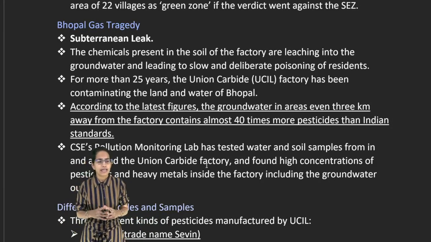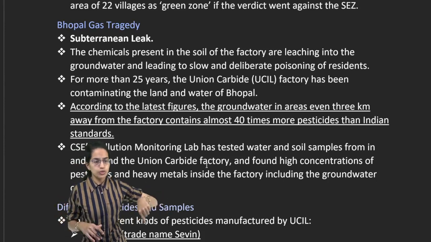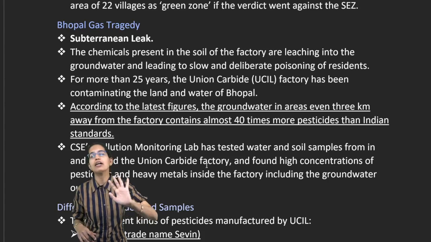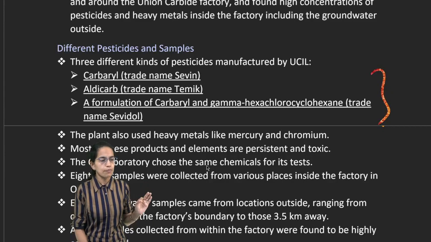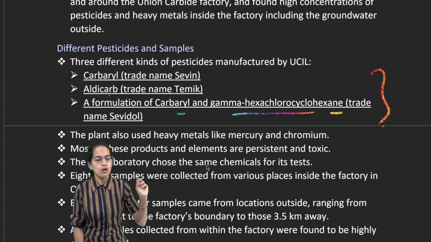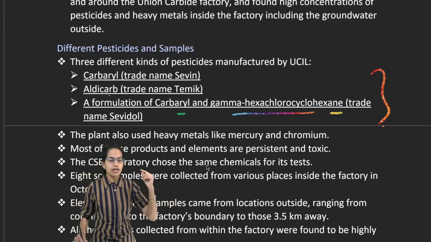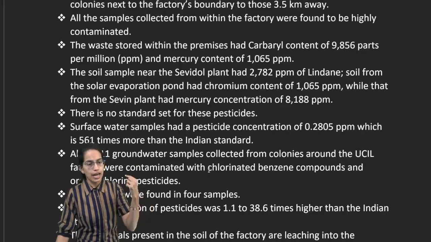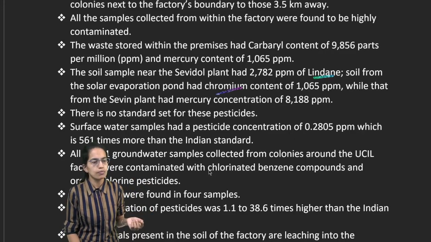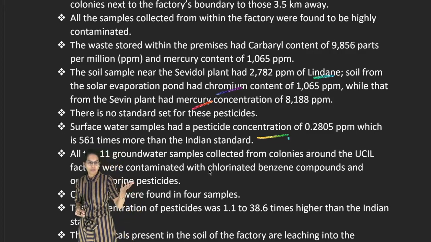The next is the Bhopal gas tragedy. Now, the region within 3 kilometers of the Union Carbide factory has 40 times higher pesticide levels. Now, three important pesticides which were manufactured are carbaryl, aldicarb, and gamma hexachlorocyclohexane. Now, all of them have higher amounts of mercury and chromium, and they have persistent toxicity. Now, the soil samples have been found with high proportions of lindane, chromium, and mercury, and the surface water samples also had a higher amount of pesticides.